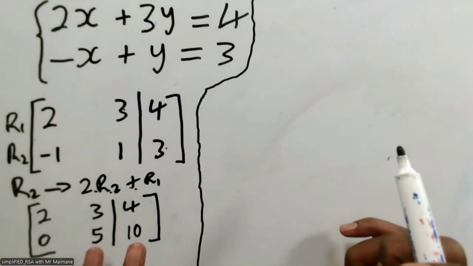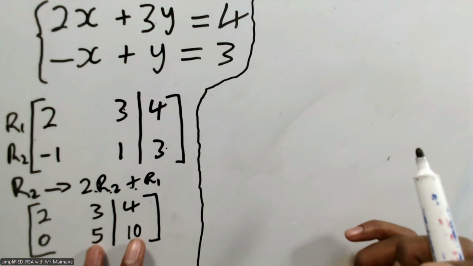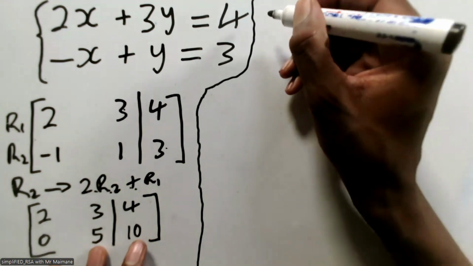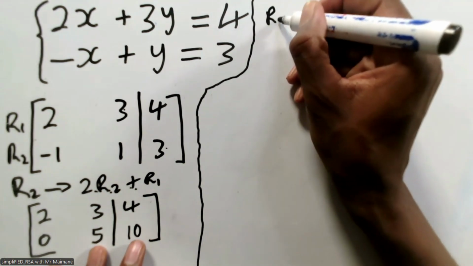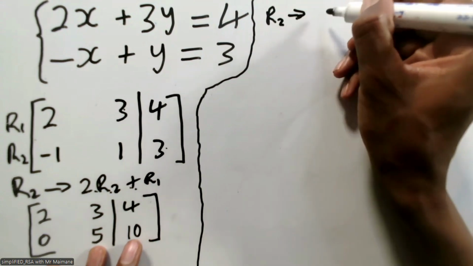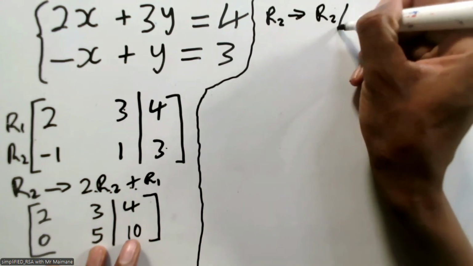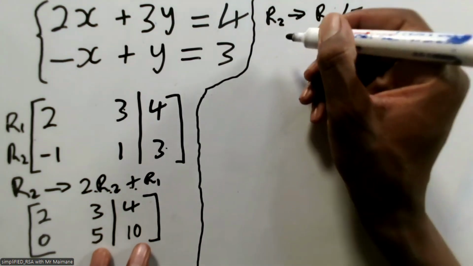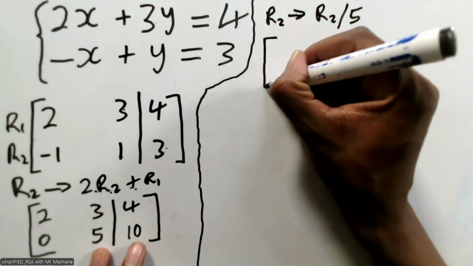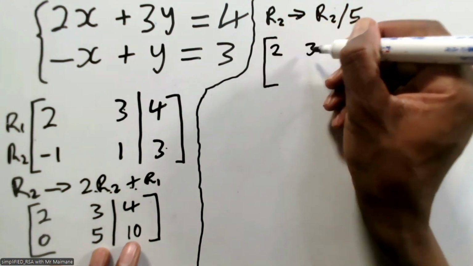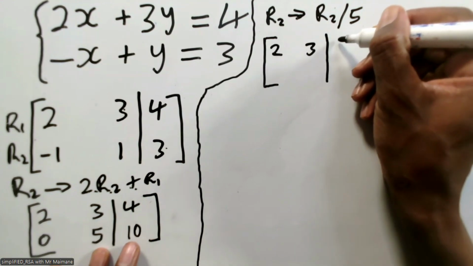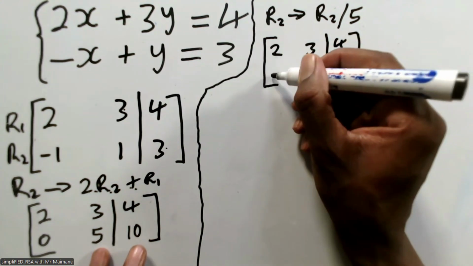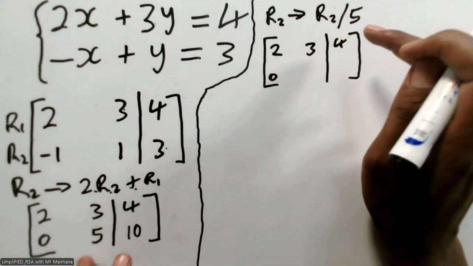Already from here, I can tell that if I divide by 5, I have a 1 here. So just to simplify things, I can start with that. I would say my new row 2 is going to yield from row 2 divided by 5, because I would already achieve the goal of having a 1 here. The result is going to be, I still write the first row as it is, because now I'm still working on the second row first. So the first row, I still write it as it is. Here I have a 0 because R2 divided by 5.